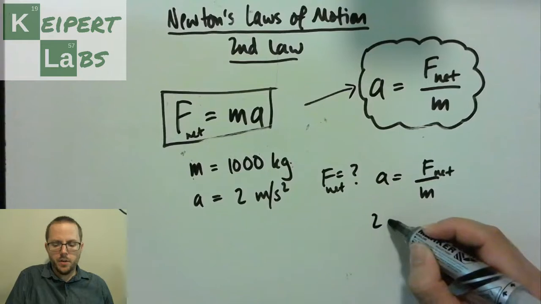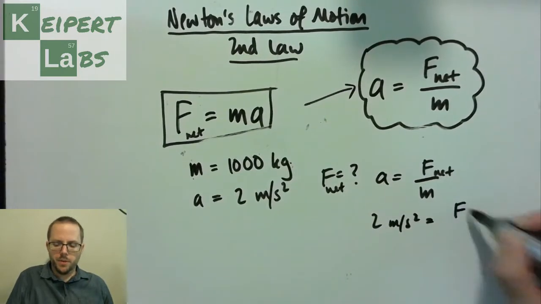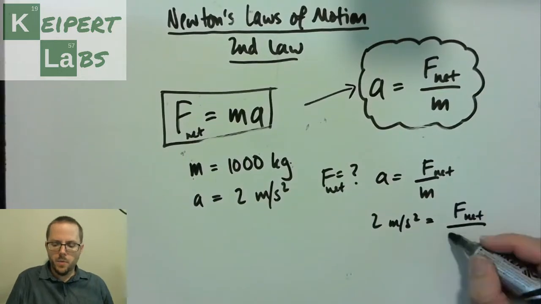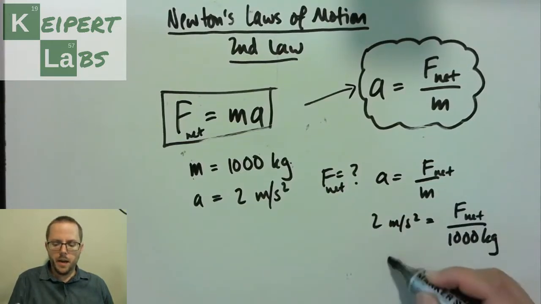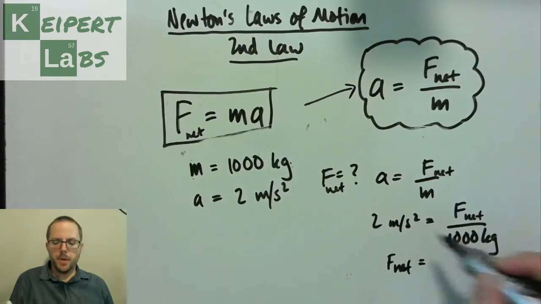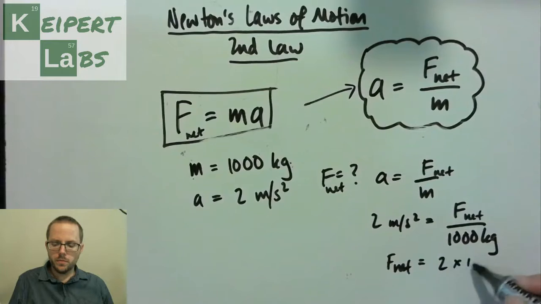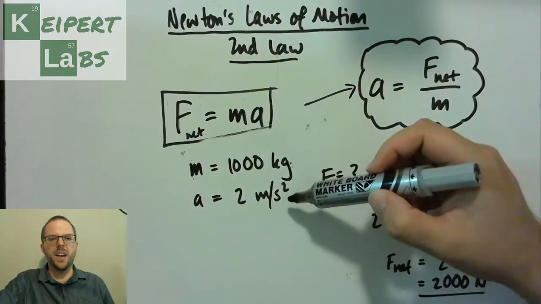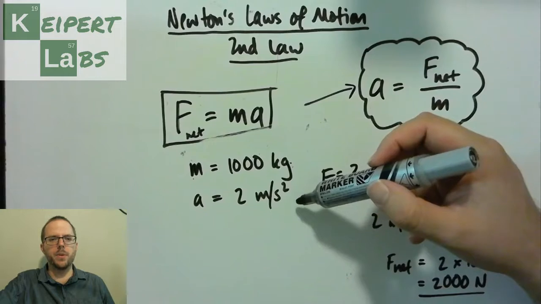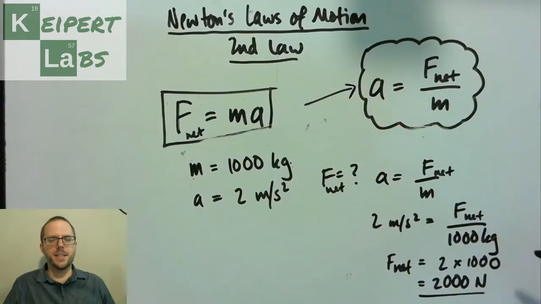So we've got an acceleration of 2 meters per second squared is equal to our mystery net force divided by 1,000 kilograms. In order to get F net as my subject, I'm going to multiply both sides by 1,000. So I get 2 times 1,000, or a force of 2,000 newtons. And that's my answer. You can see that quite a large force is needed to get a big car to accelerate at a fairly small acceleration. That's one reason why we have to burn so much petrol, why the car has to work so hard to get itself moving and to accelerate like that.